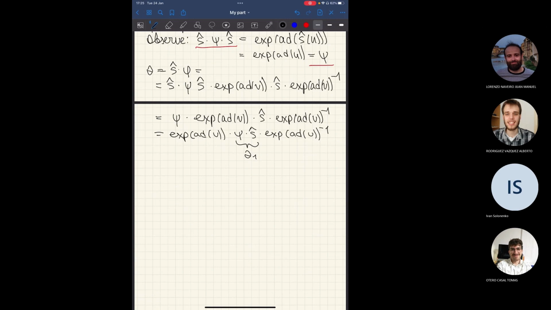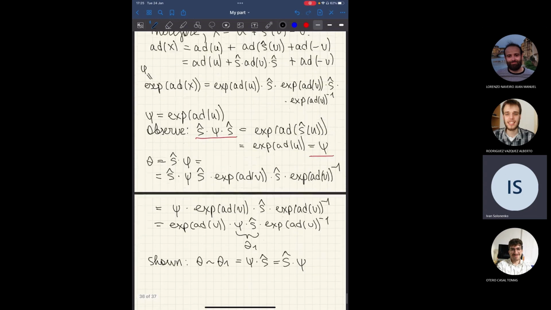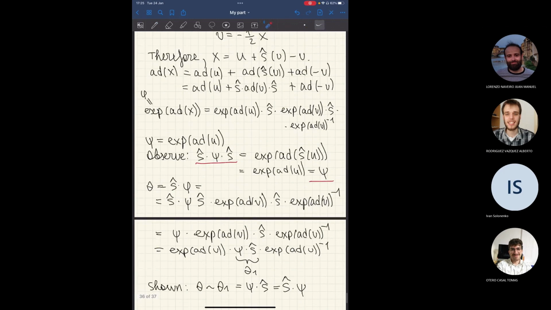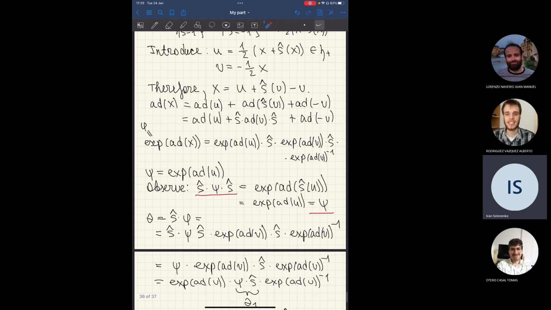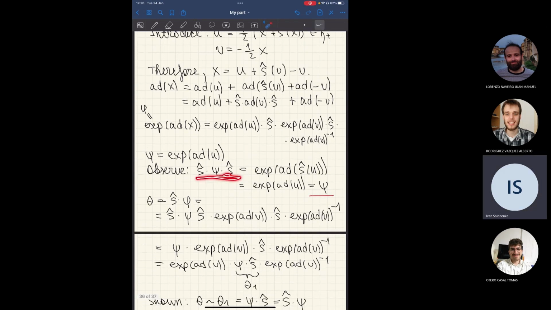So we've shown that theta is conjugate to theta1, which is now psi s hat. And now I claim that this is the same as s hat psi. Why? We already used it actually. Psi is this. Let me pinpoint the exact location where we used it. It's the same as this formula, because you can put s hat here, and s hat inverse is the same as s hat, so it's pretty much the same formula.